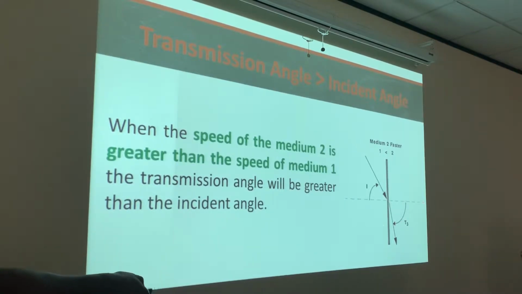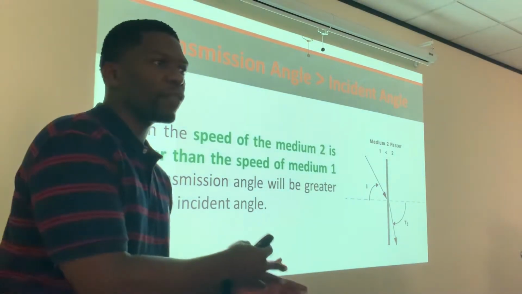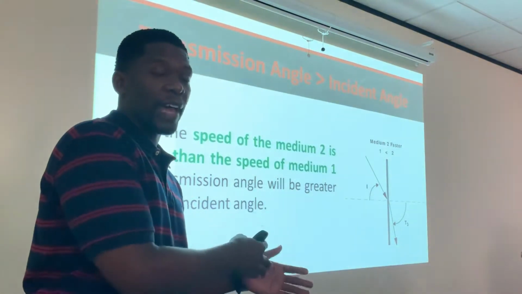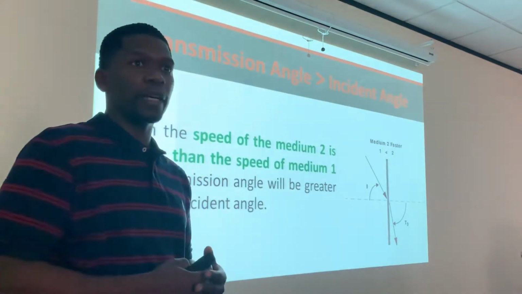See how much this angle is right here? Remember, we have to draw an imaginary line when it connects. So this angle right here is smaller than this transmitted angle because medium 2 is traveling at a faster speed. Again, guys, whatever medium has the fastest propagation speed, it's also going to create the greatest angle.